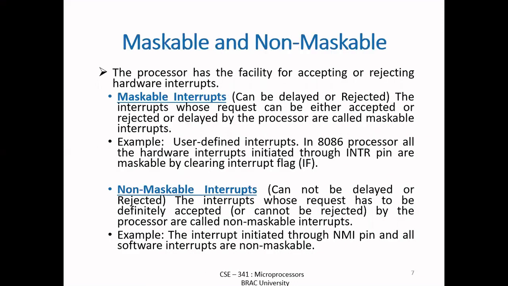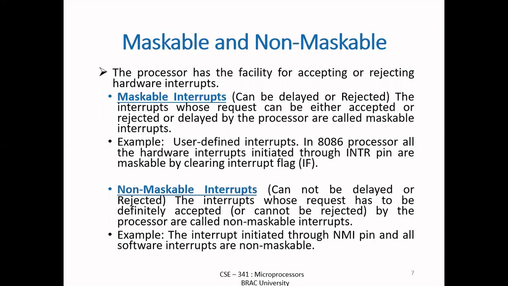Now, hardware interrupts can be of two types: maskable and non-maskable. Now I'm going to explain what these two types of interrupt are. Our processor has the facility for accepting or rejecting hardware interrupts. Programming the processor to reject an interrupt is referred to as masking or disabling the interrupt. And programming the processor to accept an interrupt is referred to as unmasking or enabling.